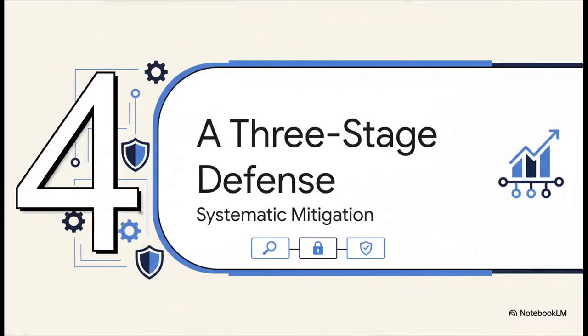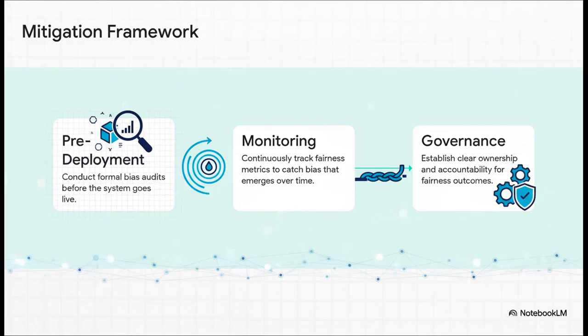So, what do we do about it? How do you actually fight back? Well, there's no magic bullet. The answer is a disciplined, systematic defense plan that covers the entire AI lifecycle from start to finish. Here's the framework. It's 3 essential stages. 1. You test for bias before the model ever sees the light of day. That's your bias audit. 2. You continuously monitor it for fairness after it's live because things can and do change. And 3. You establish clear governance. Someone has to own this. You have to know who's accountable. You need all 3 of these pillars or the whole thing falls apart.